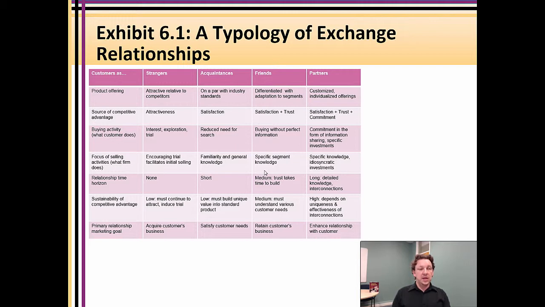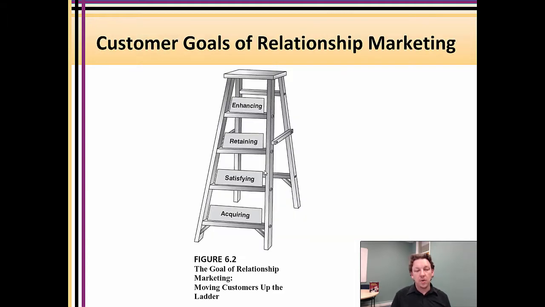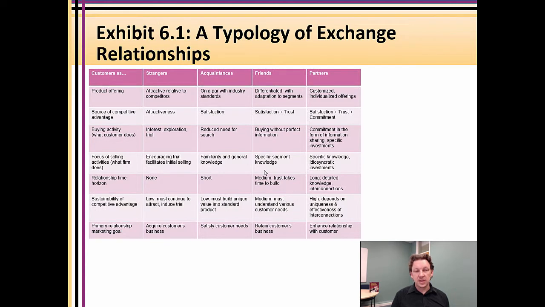So what you want to be looking at here, and something like the typology here, is we've got a bunch of technical ways of seeing the world. So the customer is a stranger, an acquaintance, a friend, a partner. And we're thinking about that as four tiers of the relationship here. So even if we look at this in terms of acquire a stranger, satisfy an acquaintance, and so forth, we have a series of marketing activity to think about.